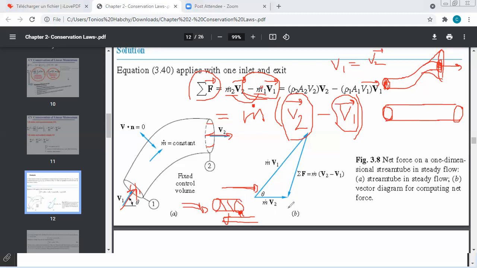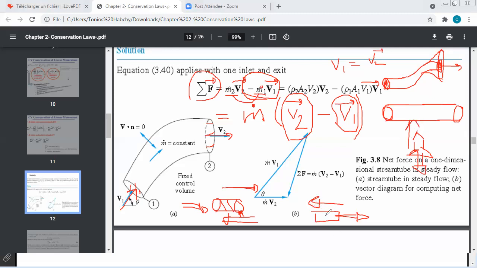However, imagine that you have a flow that is going outward of a system. This outward flow will tend to push the system backward. It's like the rocket, if you remember. What will happen for the rocket? As gases go out of the rocket, you will have a force that will push it upward.